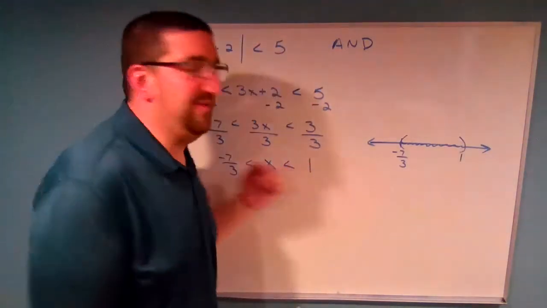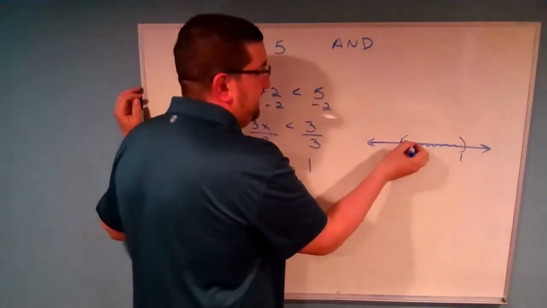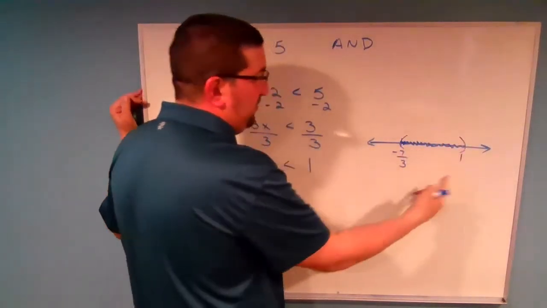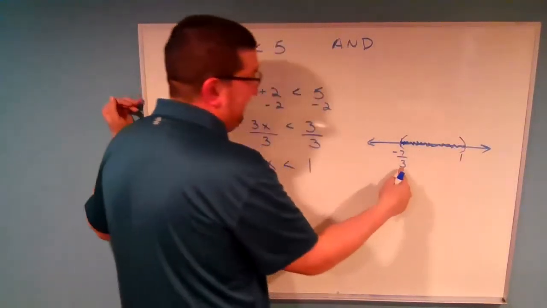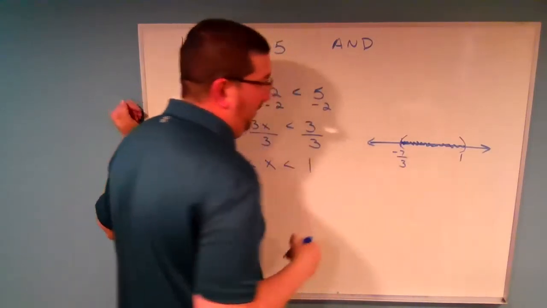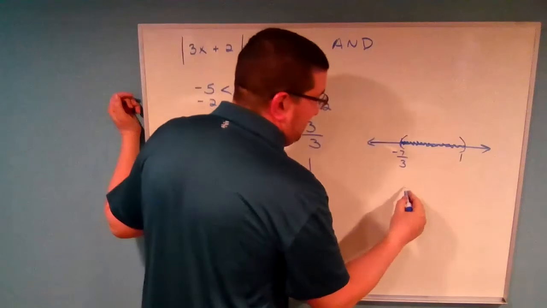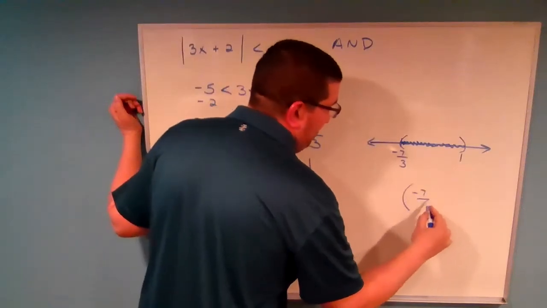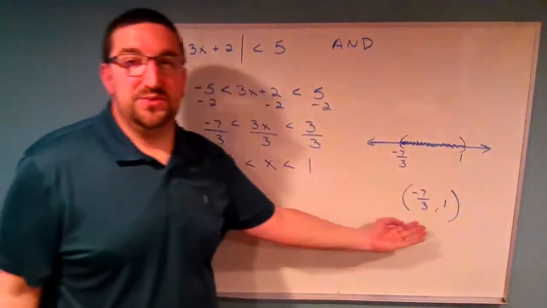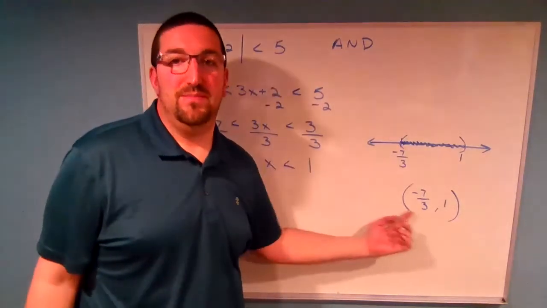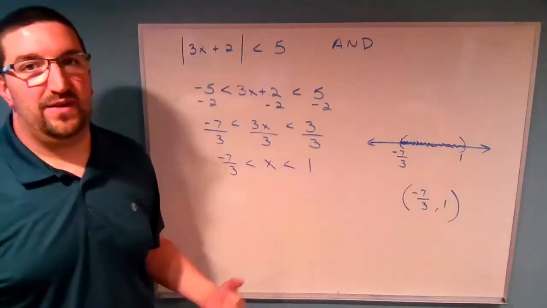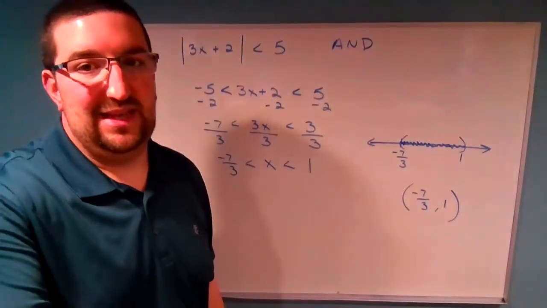On our number line, our solution would be all numbers between negative 7/3 and 1, not including negative 7/3 or 1. So we would express that also in interval notation. And our interval of our solutions would be negative 7/3 to 1, both with parentheses, because these are not equal to. Let's move on to the next.